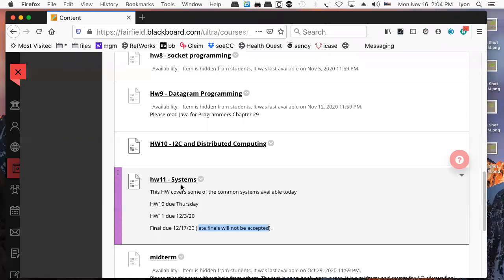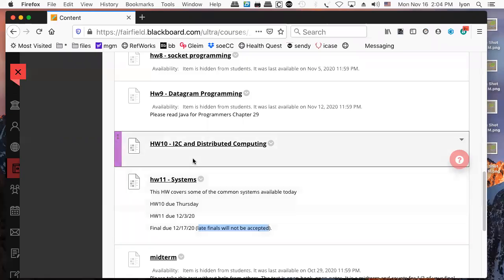Were there any questions about the homework 10, which is due this Thursday? No questions? I'm just going to scan my list. It doesn't look like we have a full class here.